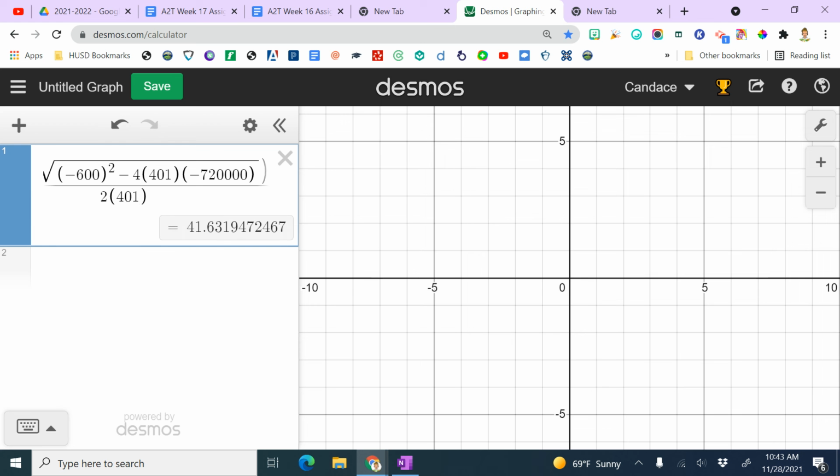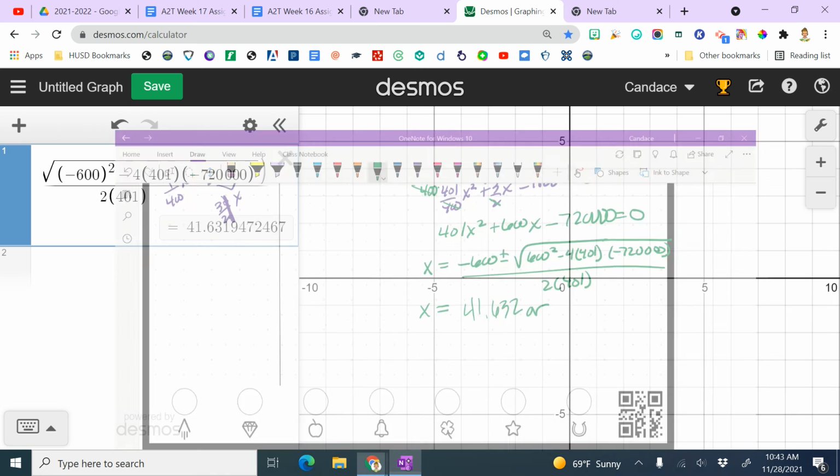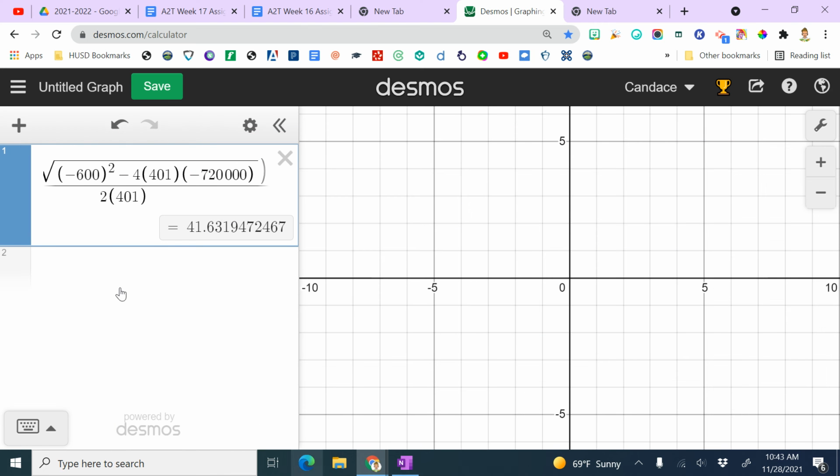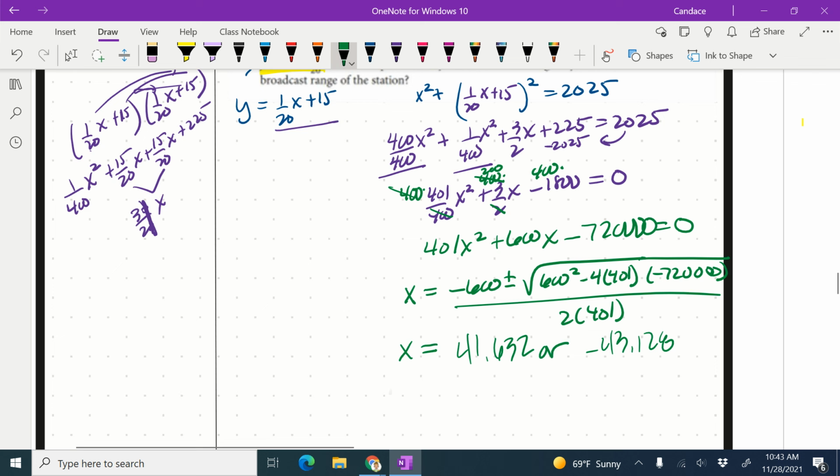There is my first answer: 41.632, and it was positive. And then all I'm going to do is simply change this plus sign here to a minus sign. And I get negative 43.128. And then we're going to substitute back in.